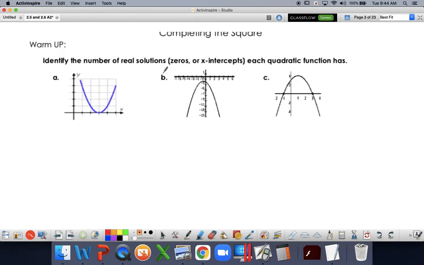As a warm-up, let's identify the number of real solutions. Now remember, when it comes to solutions, they're sometimes called roots, they're sometimes called zeros, but ultimately they are just x-intercepts. So I'm just counting how many x-intercepts each parabola has. This one has 1, this has 0, and this one has 2.